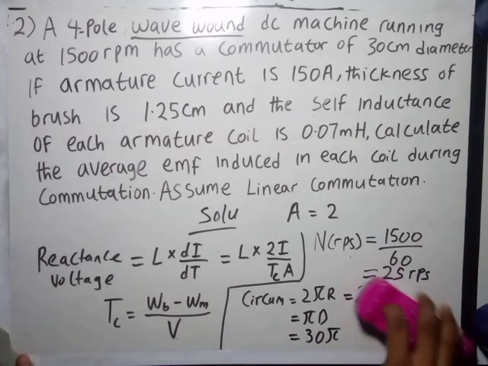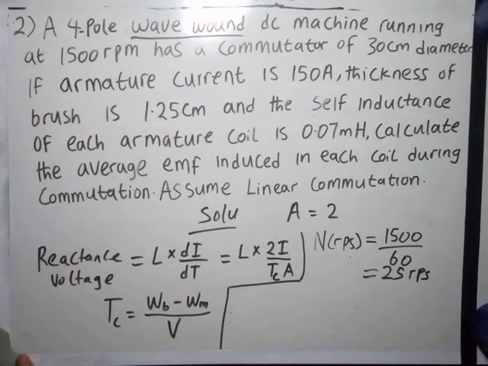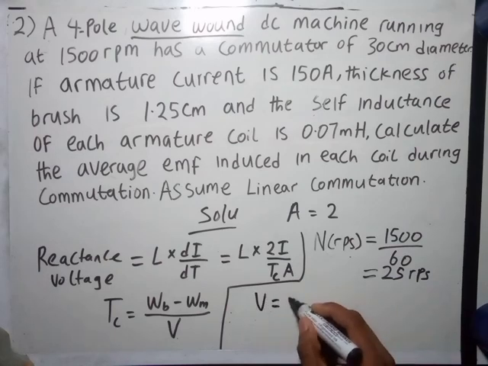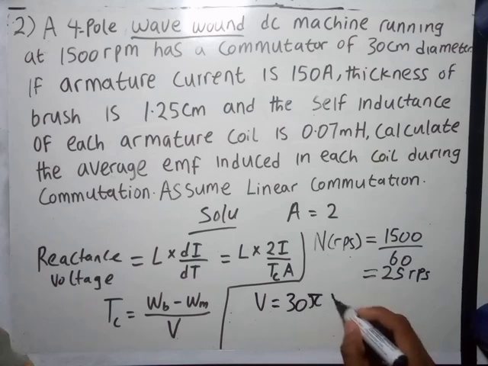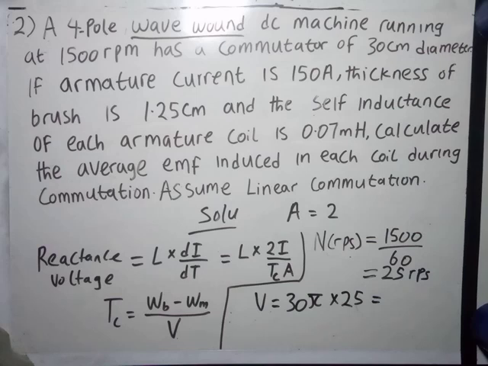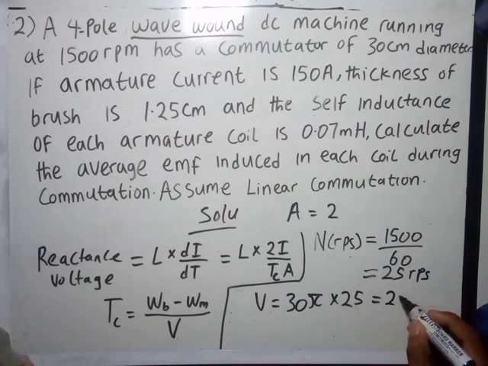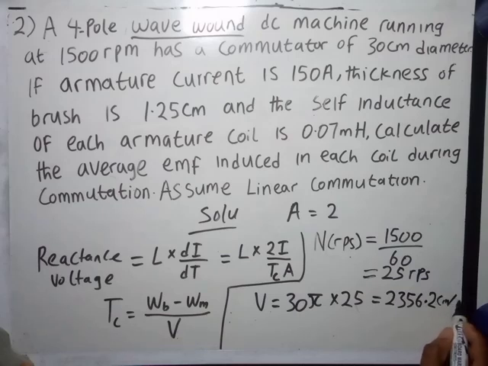So multiplying this circumference of your commutator by your RPS, you have that your V is equal to 30 pi times 25, and this will give us approximately 2356.2 centimeter per second, which is what we want to express our peripheral velocity as.